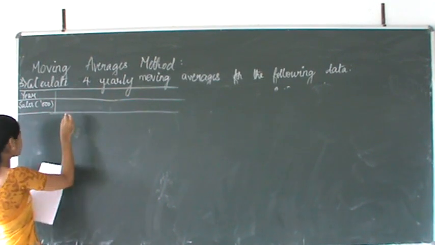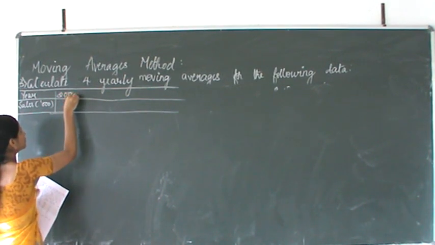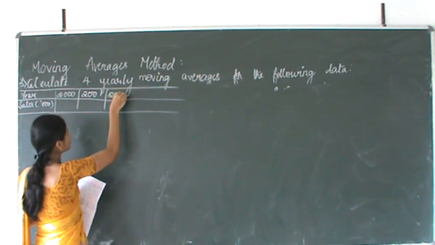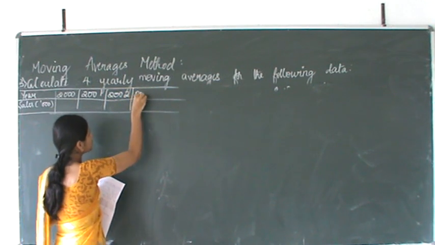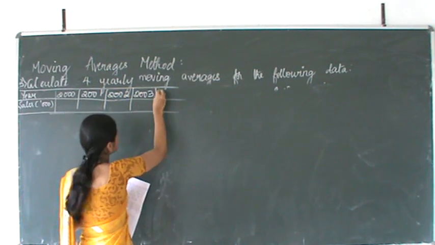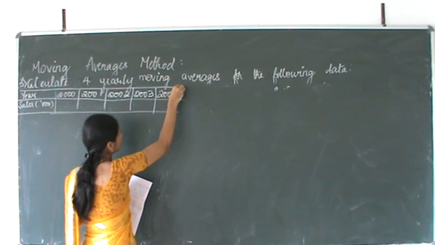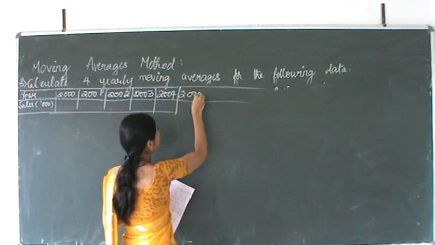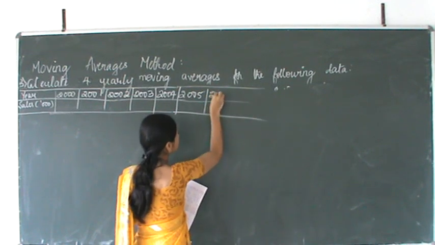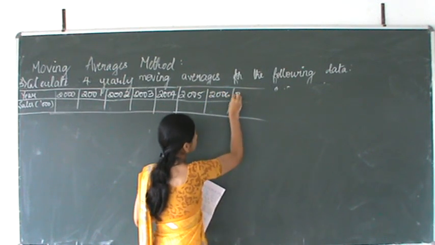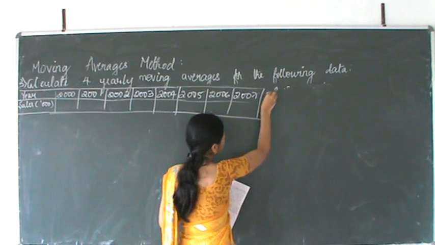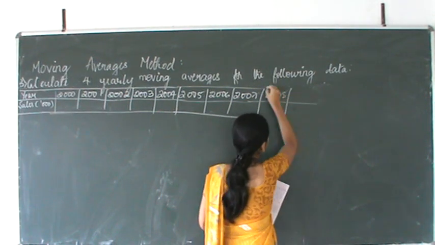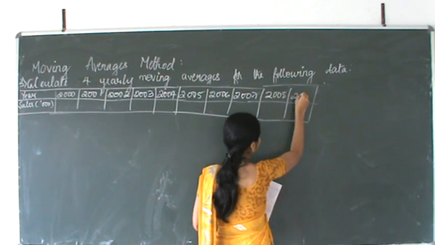Year starting from 2000, 2001, 2002, 2003, 2004, next 2005, 2006, 2007, 2008 and lastly 2009.